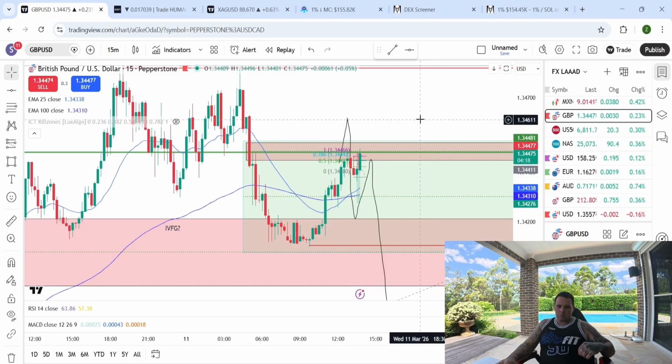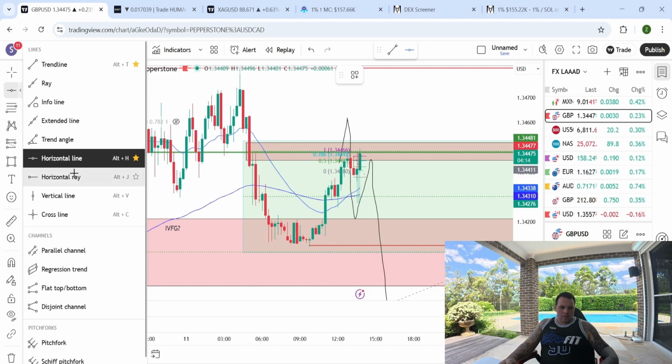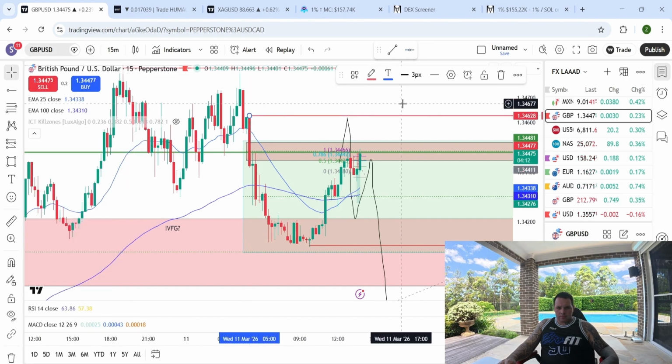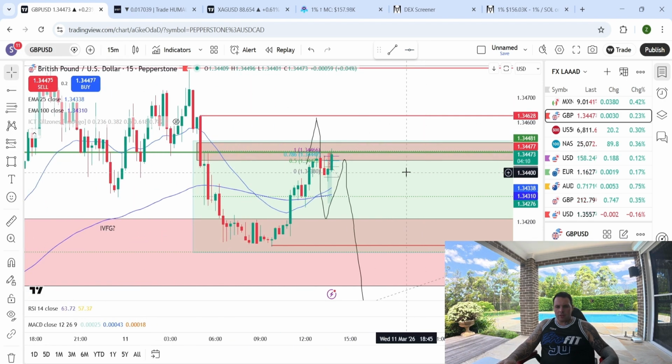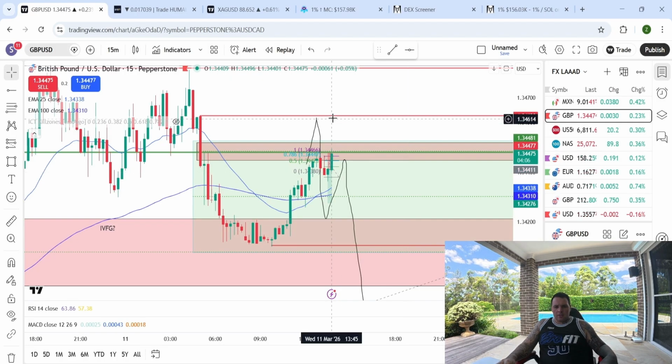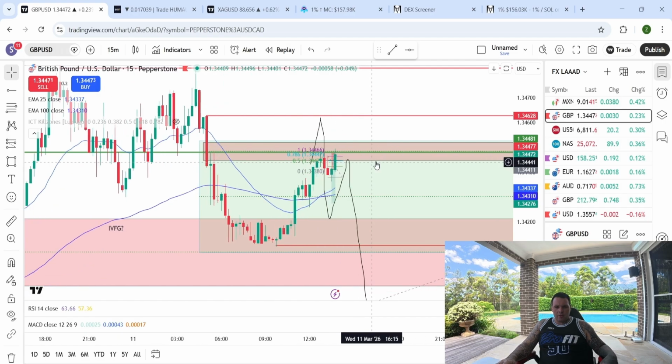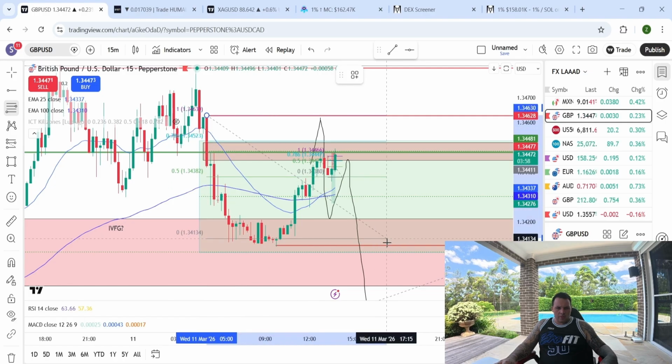All it takes is one trade to recoup those losses. 1-3-1, so you only need a 30% profitability rate with 3-1 trades, and you come out on top. So let's look at this move from here to here.